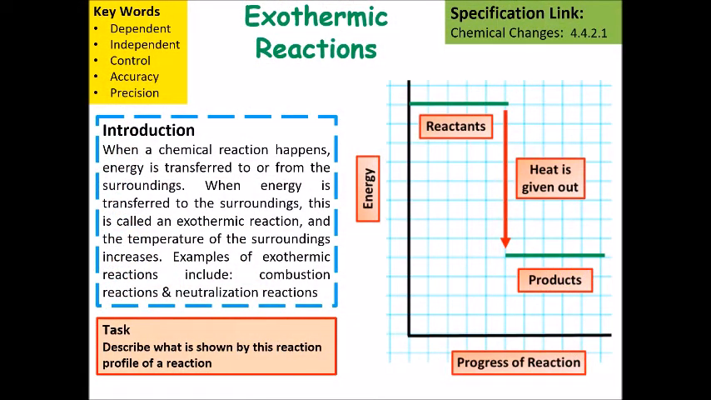The first thing that we really need to think about when thinking about temperature changes in reactions is what happens during exothermic reactions. When a chemical reaction happens, energy is transferred to or from its surroundings. When energy is transferred to its surroundings, it is called an exothermic reaction. The energy of the product is less than that of the reactant, so therefore heat is given out. Examples of this include combustion reactions or neutralisation reactions.